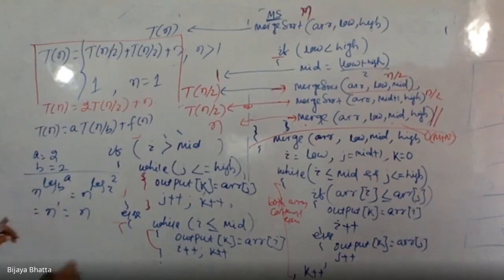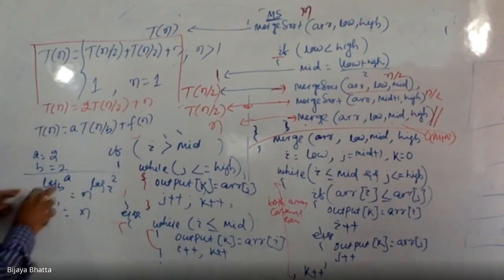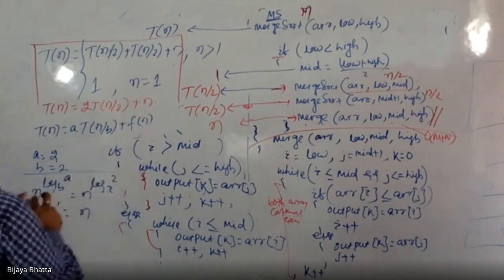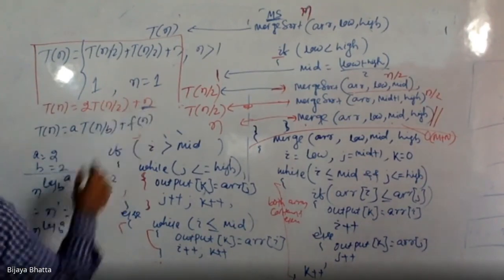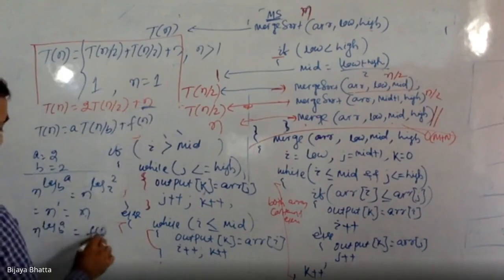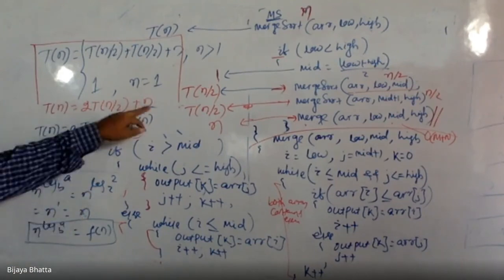You will compare this with f(n). You will try to see which one is greater. You see n to the power log a base b is equal to n, which is equal to f(n). That's the conclusion. When you compute n to the power log a base b, it is n, and that is equal to f(n).